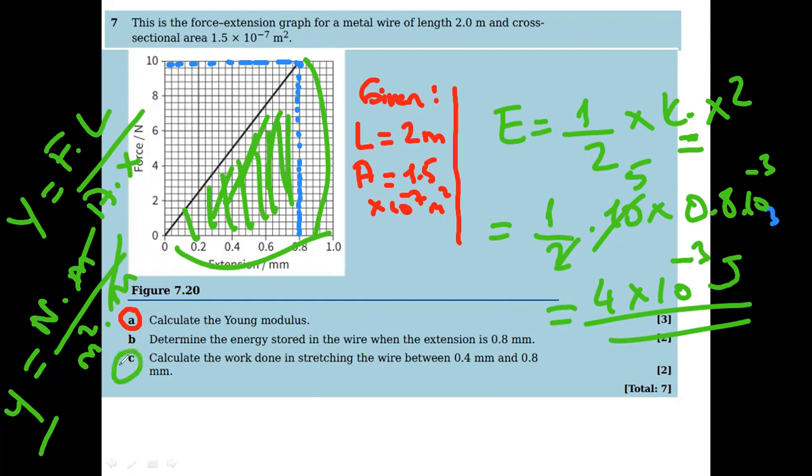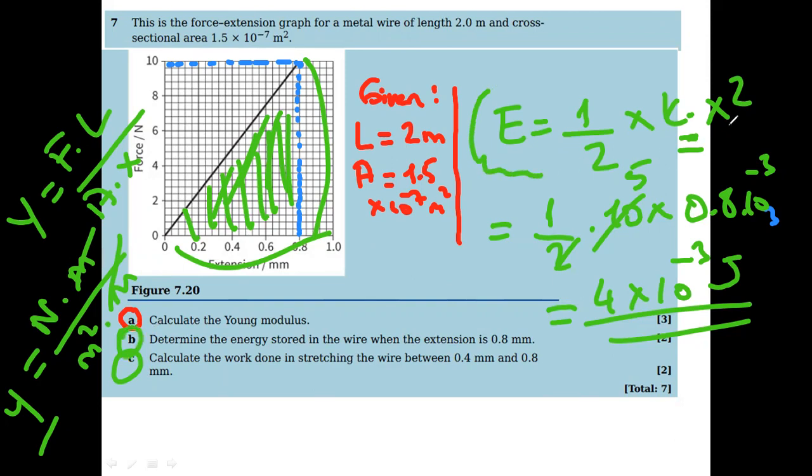And the last question, C: calculate the work done in stretching the wire between 0.4 and 0.8 millimeter. Before doing that question, we can also solve question B by using this equation.